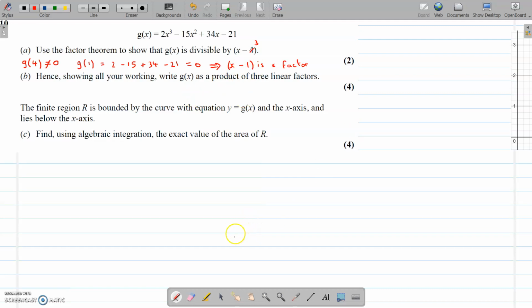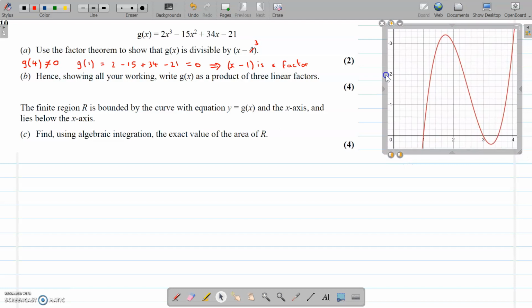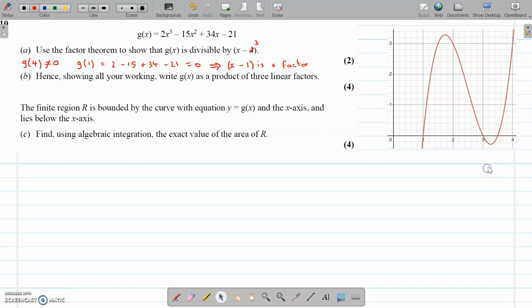The other thing, of course, is you've got your graphics calculator, and if you put that function into the graphics calculator and had a look at it, you would see that 4 isn't a root, 3 is, so is 1, and so it appears to be 3.5. Okay, and we'll show that in just a moment.